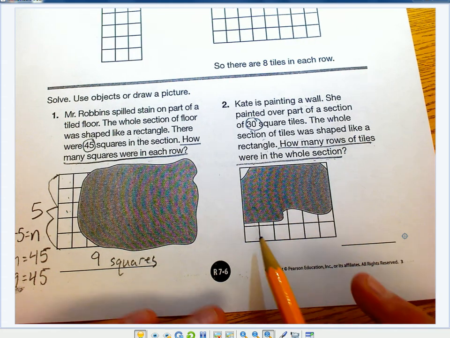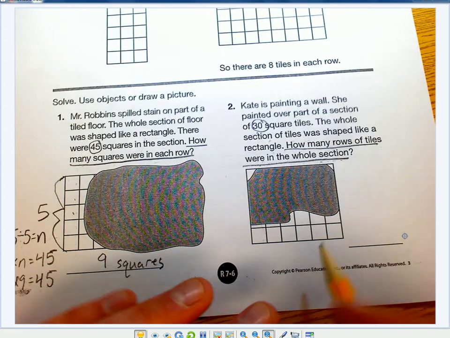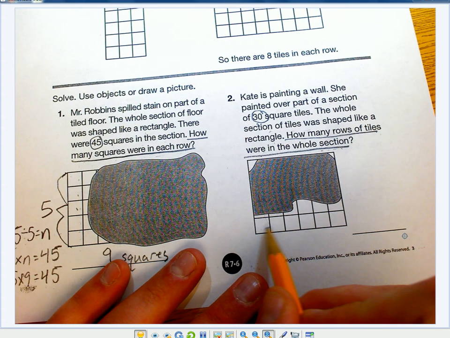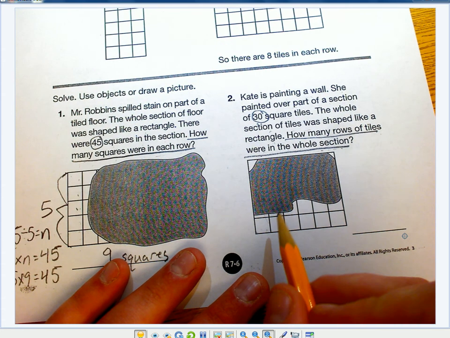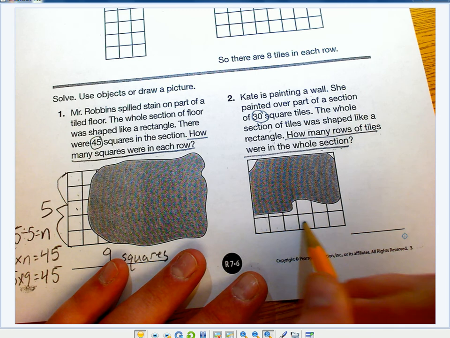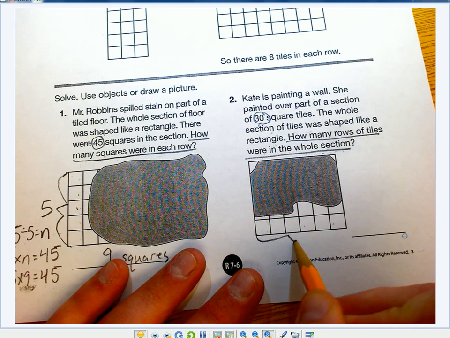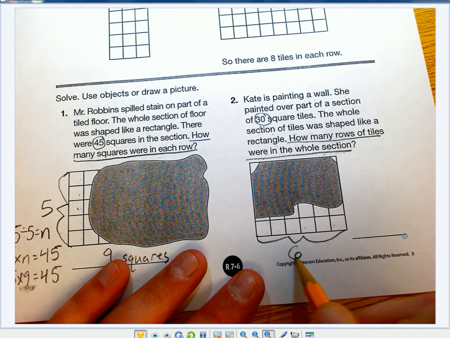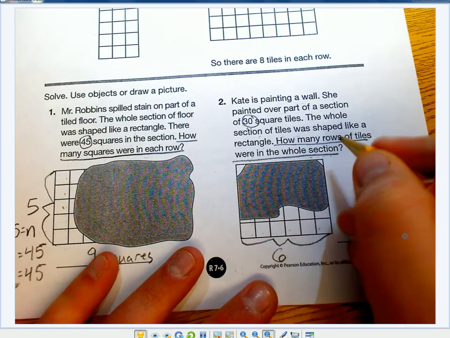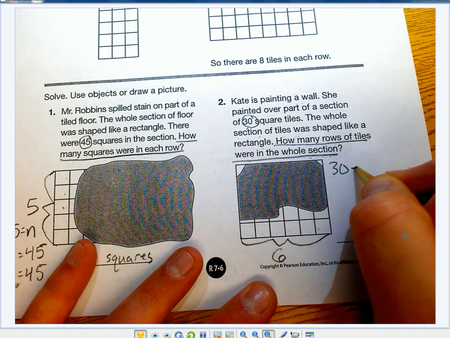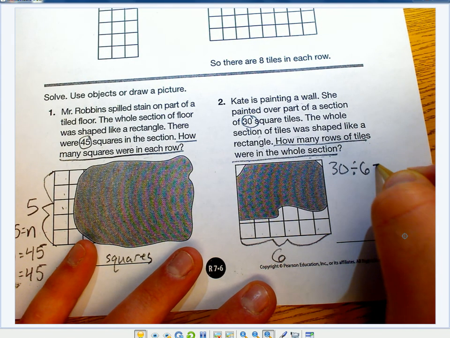Let's look at the picture and see what else I do know. If we take a look, I can see all of these in a row. So let me count them. 1, 2, 3, 4, 5, 6. I know that there's 6 in each row. So my knowns are 30 divided by 6 in each row equals what?